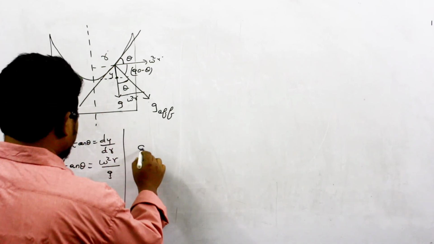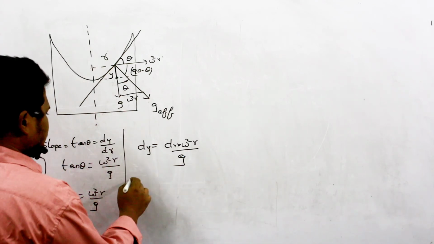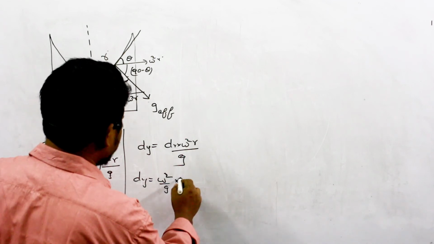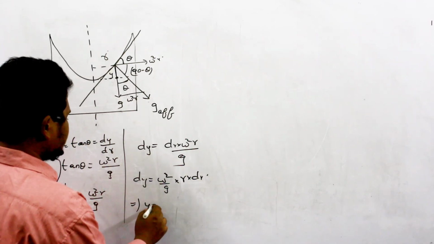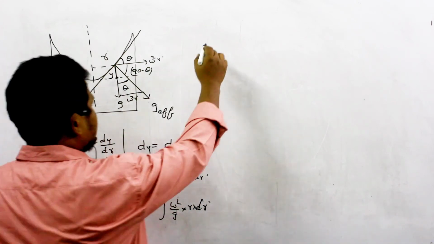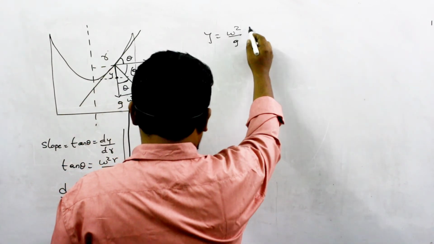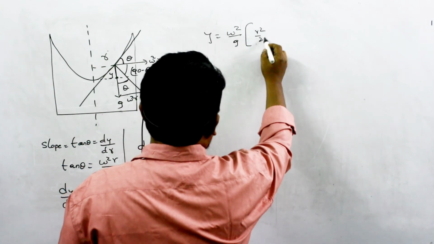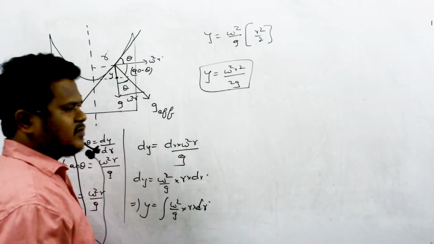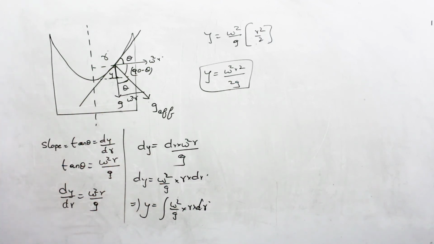After this I can write: dy is equal to dr into omega square r divided by g. So dy is equal to omega square by g into r into dr. If I integrate on both sides, then y is equal to the integration of omega square by g into r into dr. Omega square by g is a constant, so I can take it outside. So y is equal to omega square by g, integration of r into dr is r square divided by 2. Therefore y is equal to omega square r square divided by 2g. So this is the relation which we got, and we have calculated this y value.